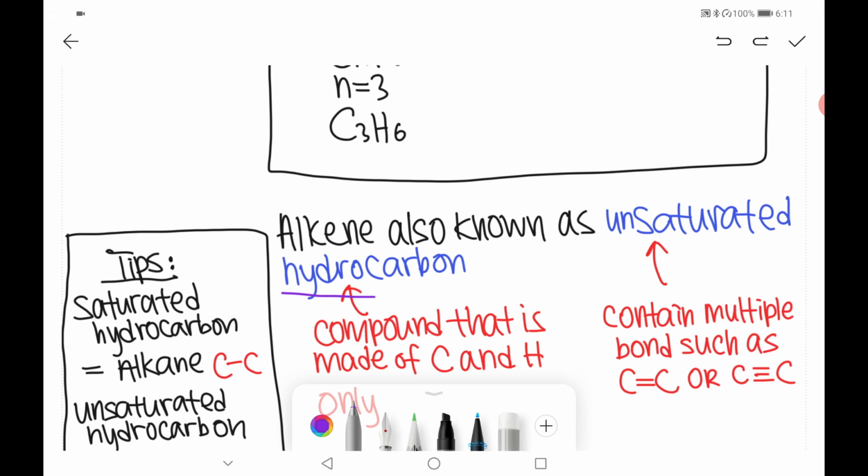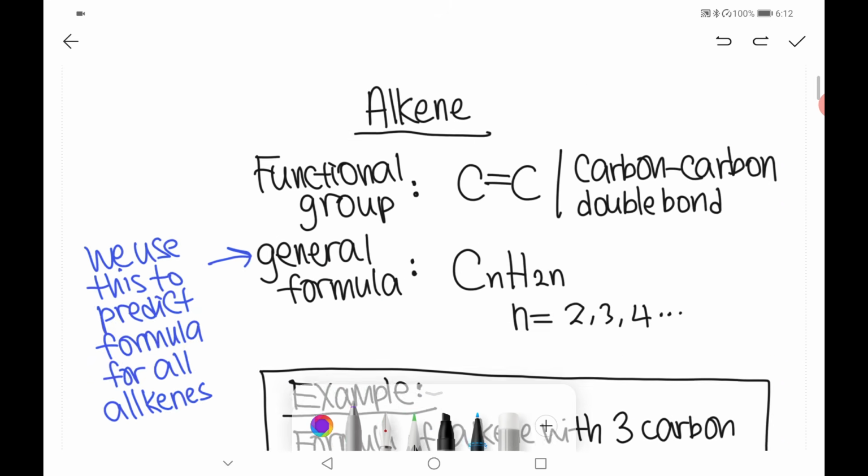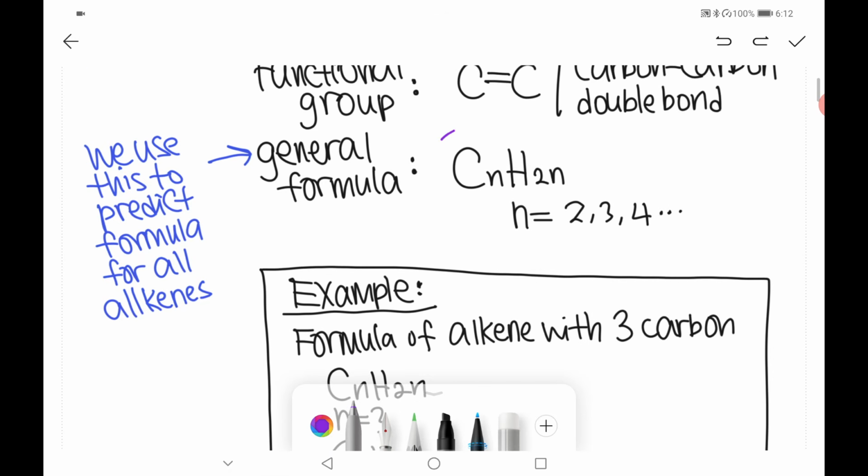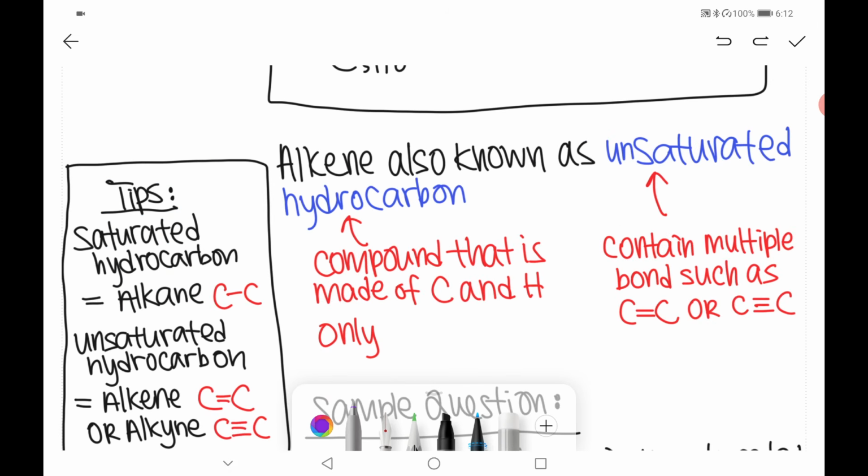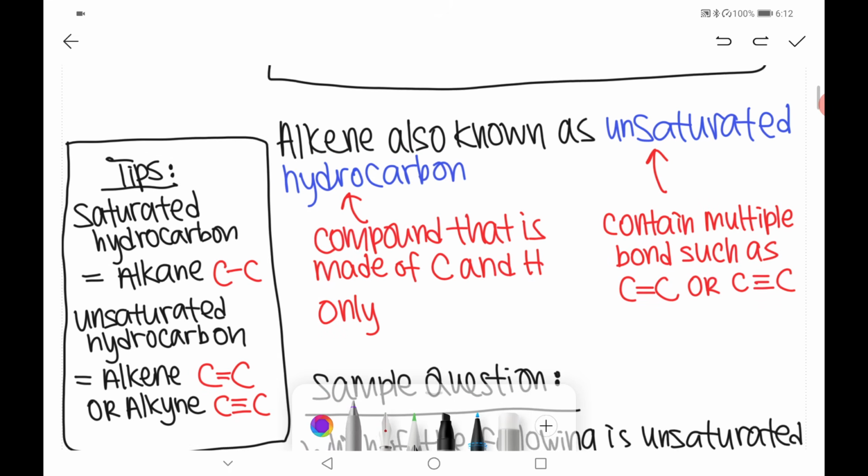So why can we call it a hydrocarbon as well? Because alkene is made of carbon and hydrogen only. That's why we can call alkene a hydrocarbon. So that is what you need to know.